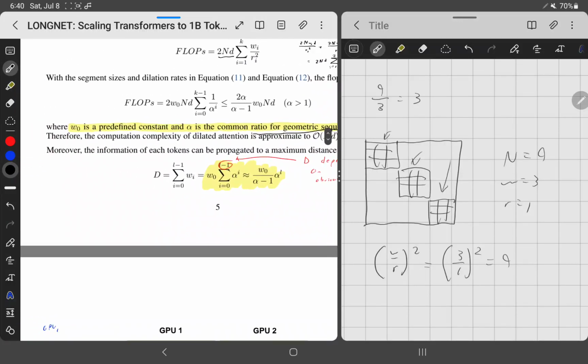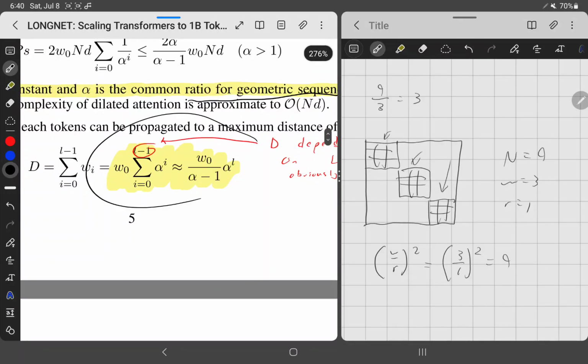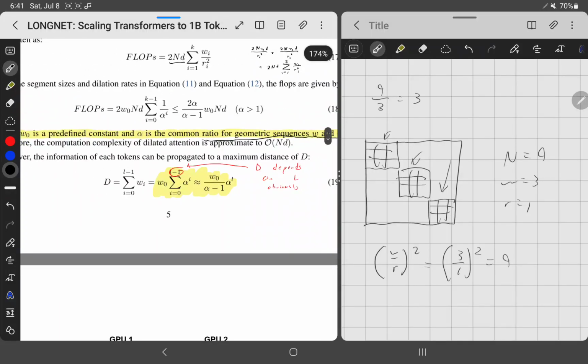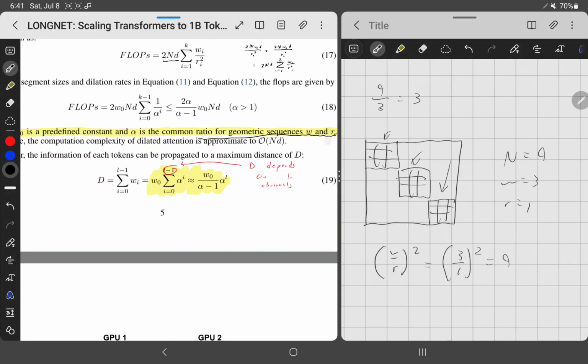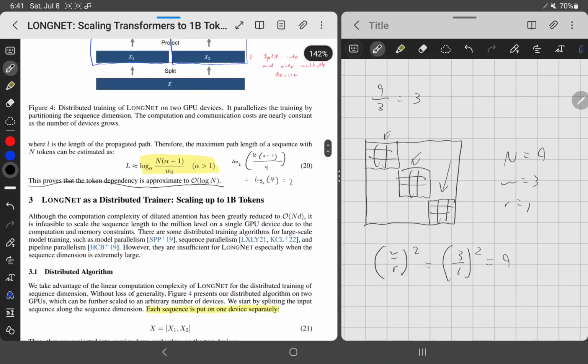They also show that information has a maximum distance within a sequence. I guess you can attend, since this is for 1 billion tokens, you can't attend from like token 1 billion to token 1, but you probably wouldn't need that in 1 billion tokens. But yeah, they show that it also has a maximum distance here. But yeah, that is the method they do.